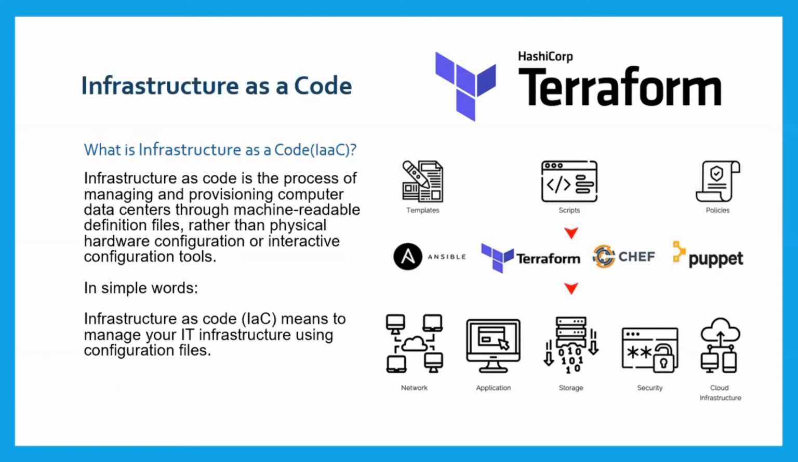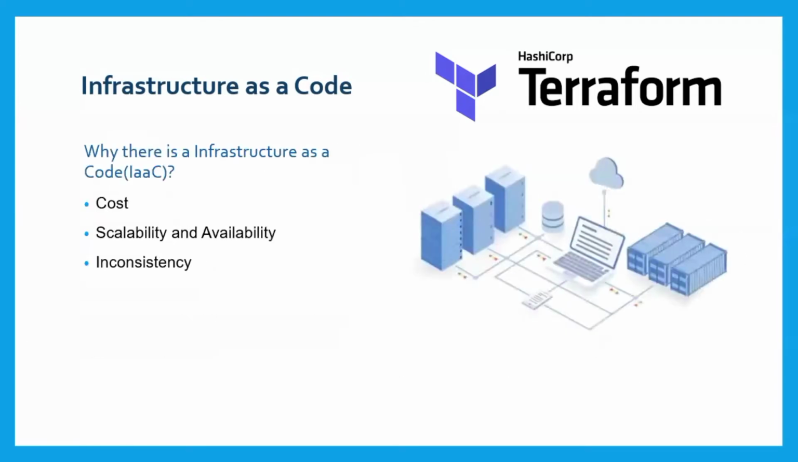In simple words, I would define infrastructure as code as managing your IT infrastructure using configuration files, and configuration files are nothing but your automation scripts. If you see this diagram, you will see what infrastructure as code can do, right from network configuration, application configuration, storage configuration, security configuration, and overall cloud infrastructure. And you will find many tools which support the infrastructure as code concept, from Ansible, Terraform, Chef, and Puppet.